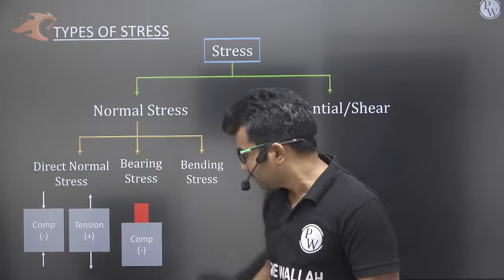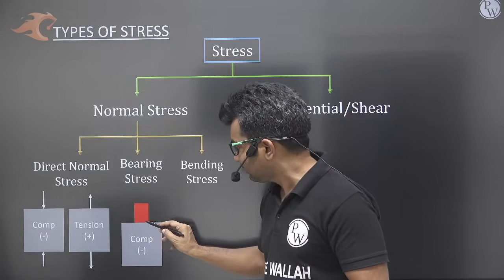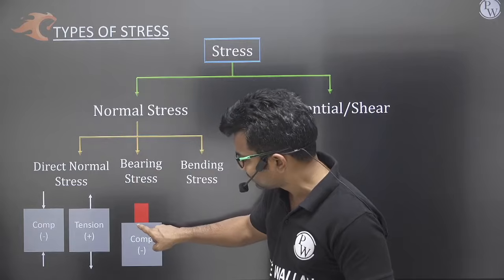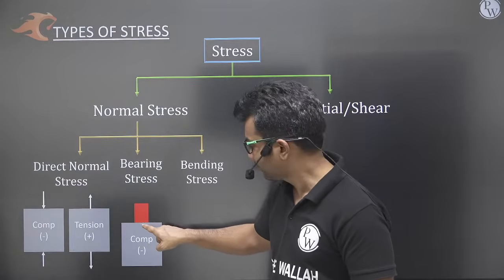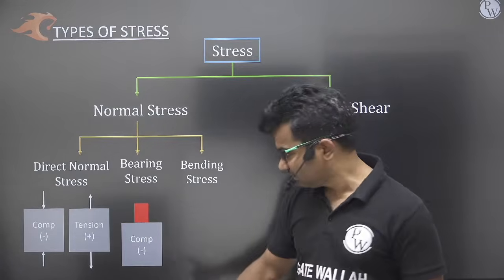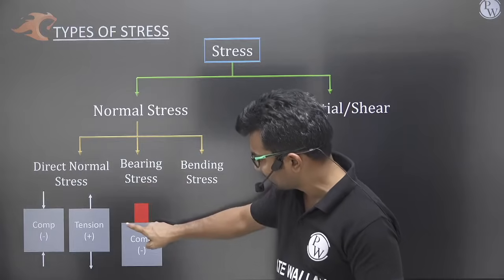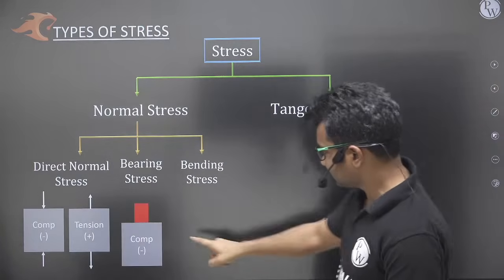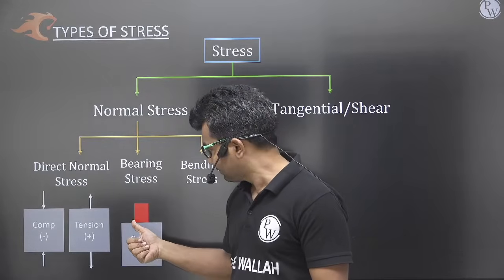So what will happen? There will be some compressive stresses at the contact surface area. If this is very heavy, it will produce a very large amount of contact surface stresses. These are always compressive in nature and the sign will be minus. So if this weight is pressing against this, then here we will have some compressive bearing stresses.